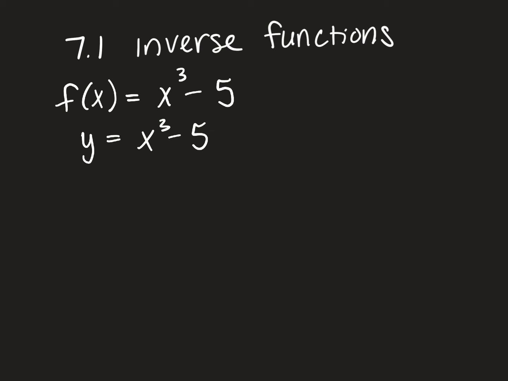Okay, so to find the inverse, you're going to switch x and y. Everywhere there's a y, you're going to put an x. Everywhere there's an x, you're going to put a y. Because that's how you find the inverse. You swap them. So we're going to write this as x equals y cubed minus 5. So switch x's and y's.